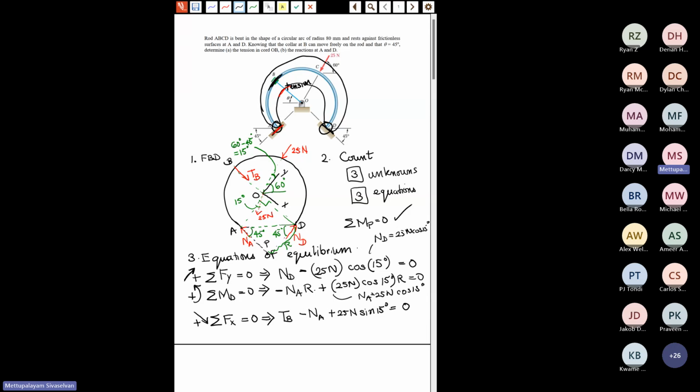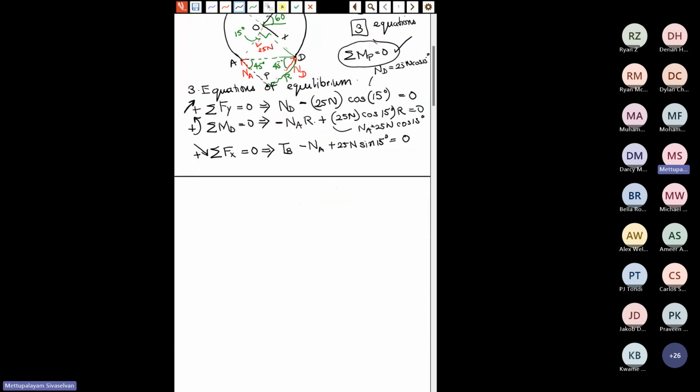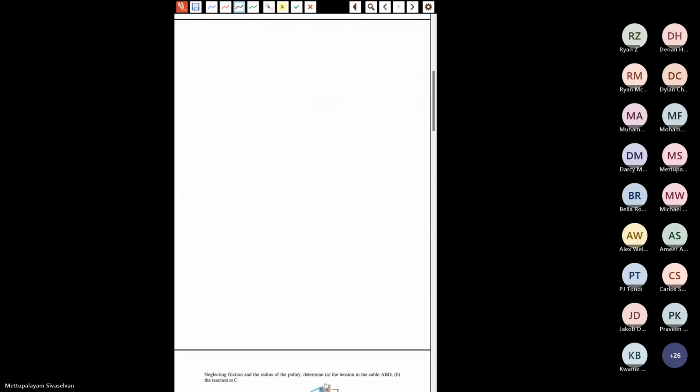And like somebody said, you can also do the sum of the moments about this other point. But okay, is that idea clear to everybody? Yes. Any questions? Okay. So before we get to the next example, we're going to talk a little bit about pulleys.